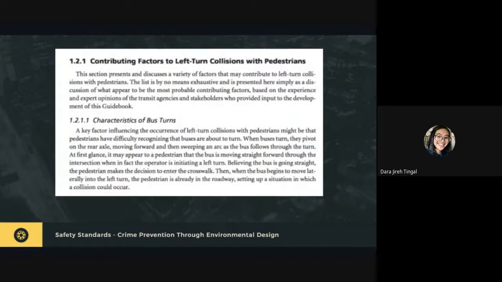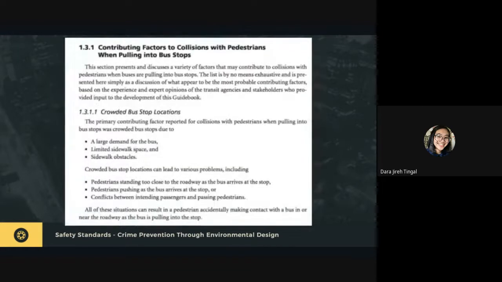Okay, next slide. This includes left turning and right turning of buses. Next slide, please. Okay, in this section, this is an incident when the bus stops.